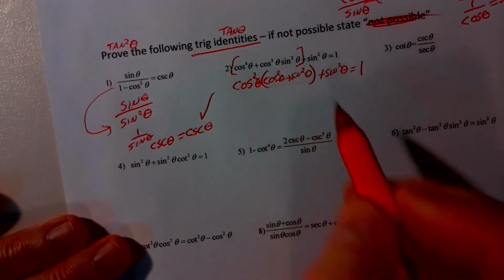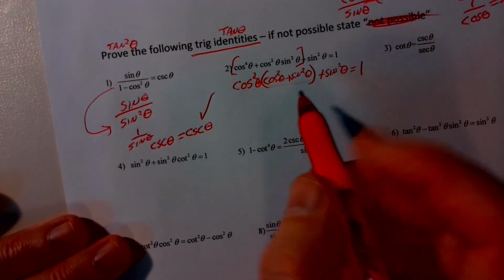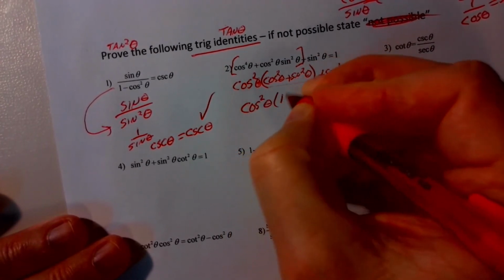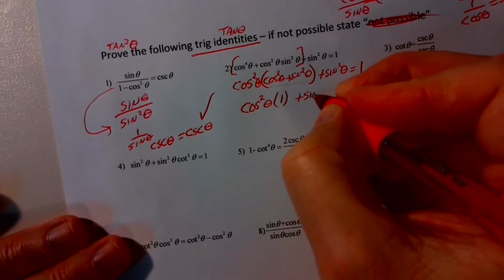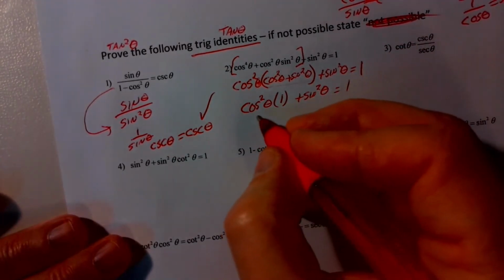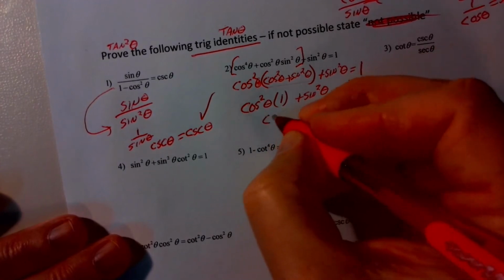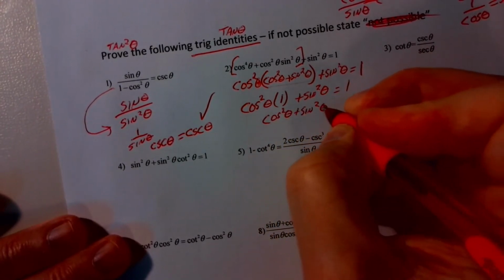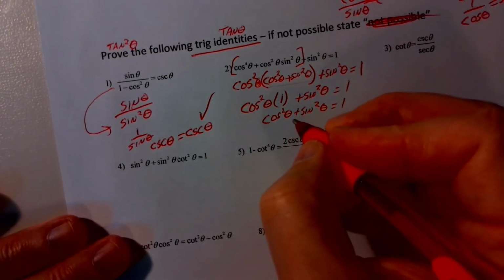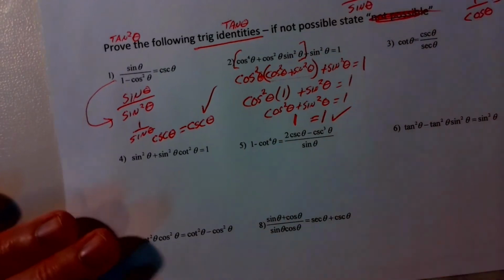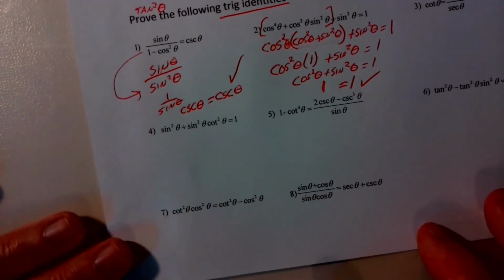And then I look in the parentheses and I'm like, hey, that's a Pythagorean identity. That's just 1. So then I get cosine squared theta times 1 plus sine squared theta. It's supposed to equal 1 again. And then anything times 1 is itself, so then I can write cosine squared theta plus sine squared theta equals 1, and that equals check mark, smiley face, all said and done and good.